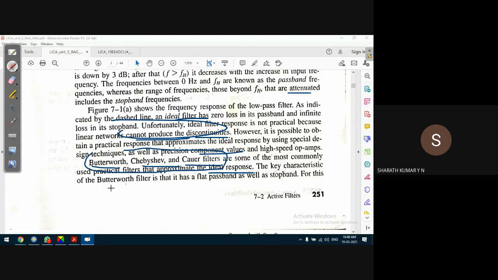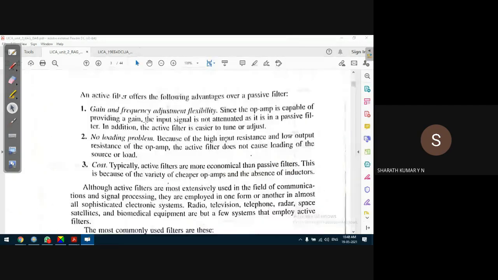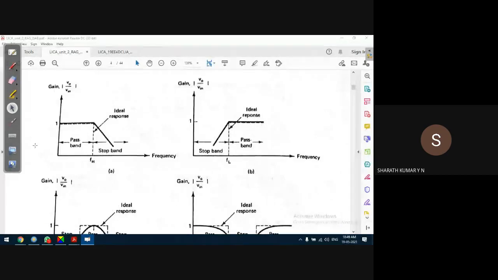The key characteristic of this filter is that it has a flat pass band as well as a flat stop band. Observe this, for example, low pass filter. The advantage of the Butterworth filter is that it has a flat band response. That means for a given frequency range, the response is constant. The gain is constant for a range of frequencies. So that's the advantage of the Butterworth filter.